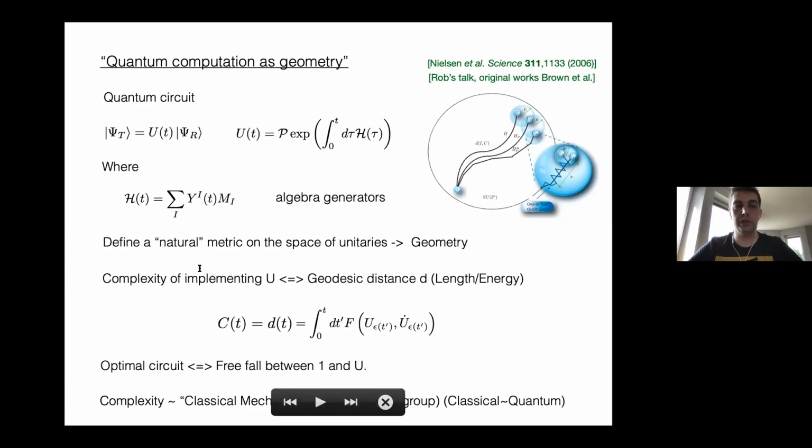So in other words, computing complexity, or the complexity of implementing a certain unitary, is associated with the geodesic distance, maybe the length or the energy, between, say, the identity or some reference operator and the particular unitary, up to some tolerance. The nice thing about this Nielsen approach is that we can think about the optimal circuits as a free fall between, say, the identity and some particular unitary. In a way, it reduces questions about complexity to classical mechanics, or the motion of a particle on a group manifold, for maybe complicated groups.